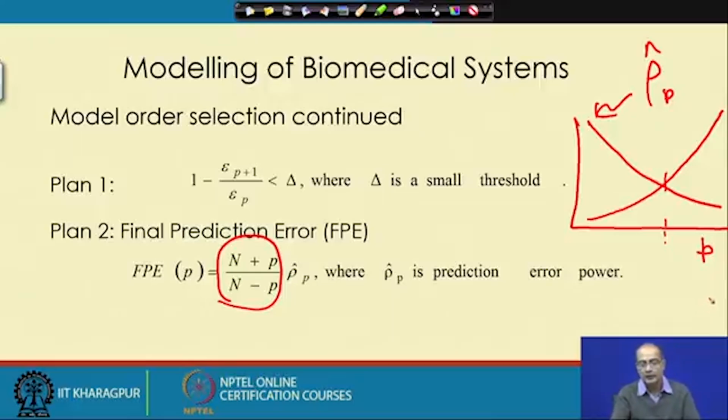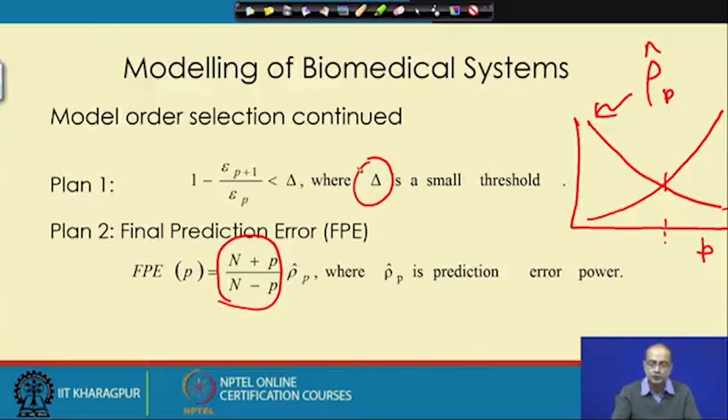In other words, what we are doing here, we know the final prediction error will decrease very slowly, and to come to a constant value it may take a very large model order. It can keep on reducing in a very small way, and in that case finding that threshold delta is a difficult choice, because it depends on the signal and on the process in hand.